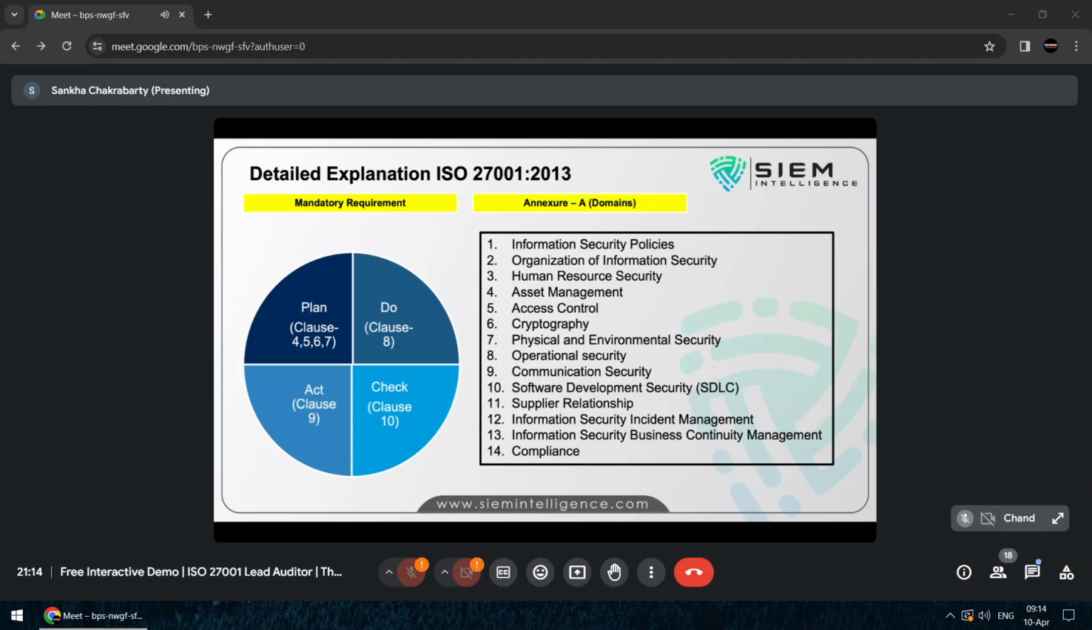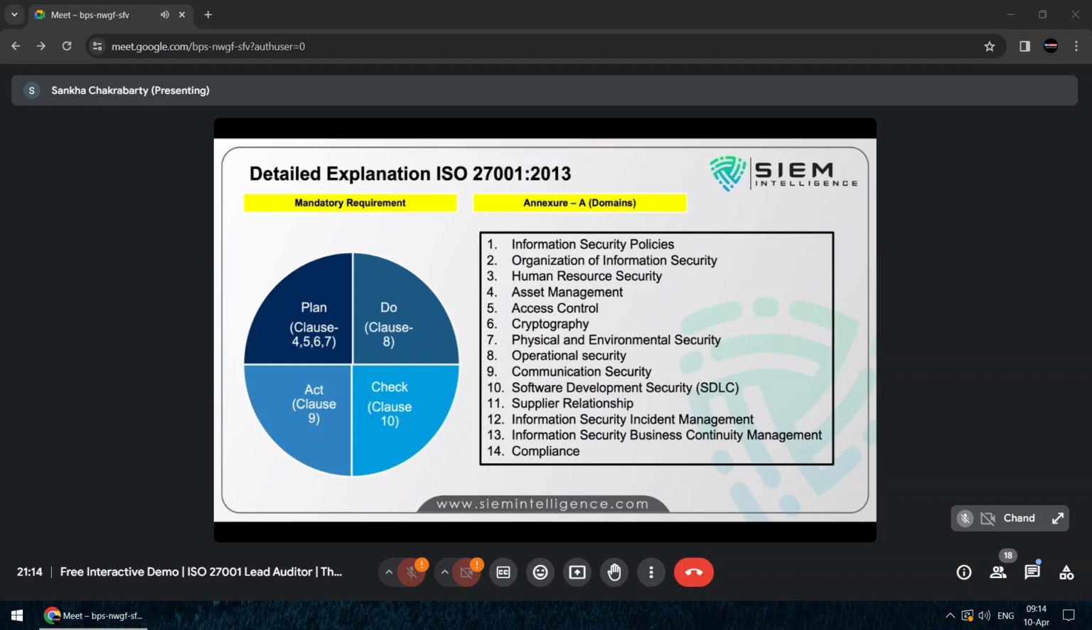Then clause number 7 talks about the support phase. In the support phase, you need to understand how you are going to support the main business function. You need to have a communication procedure. You need to have security awareness training to make everyone aware. If some of you are working, you may have come across phishing awareness campaigns. Most organizations are doing it.